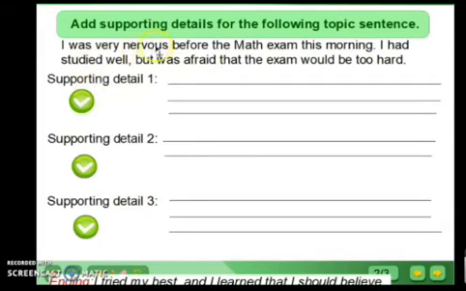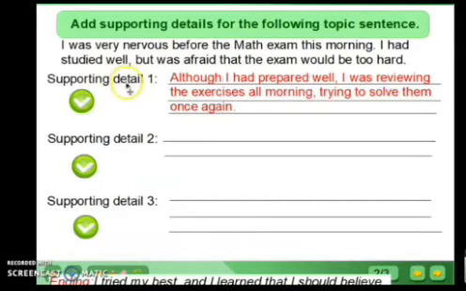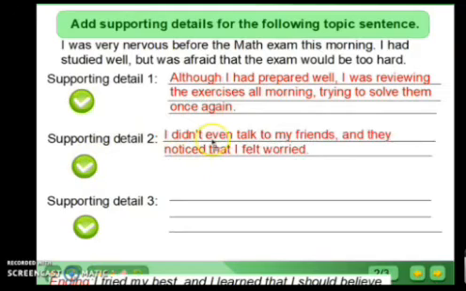Let's see. I was very nervous before the math exam this morning. I had studied well, but was afraid that the exam would be too hard. So this is the topic sentence, and he mentioned the time and what happened with him, and the place is clear. It's a school. So, supporting detail number 1. Although I had prepared well, I was reviewing the exercises all morning, trying to solve them once again. I didn't even talk to my friends, and they noticed that I felt worried. So this is mainly the problem.